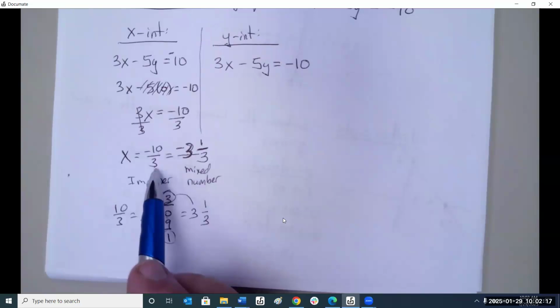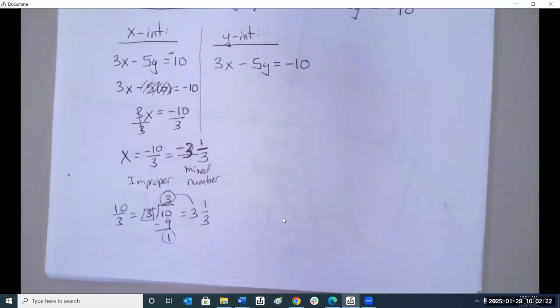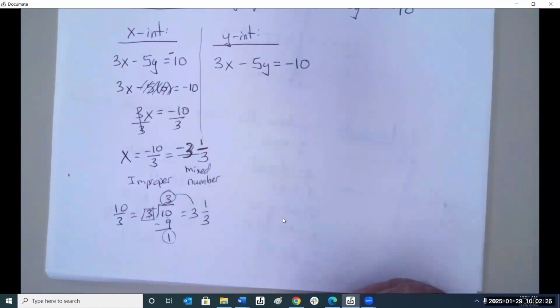Whenever you have an improper fraction, you're supposed to always put it as a mixed number, because notice the top number always has to be smaller than the bottom.